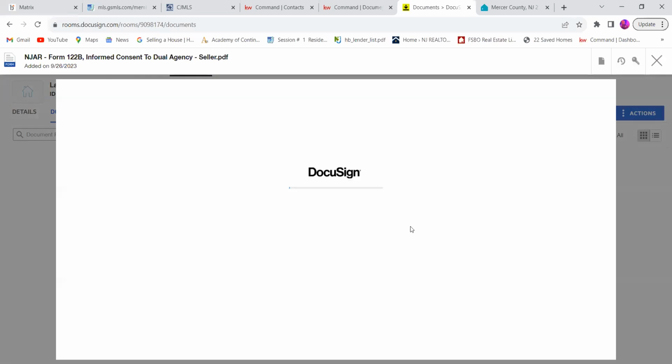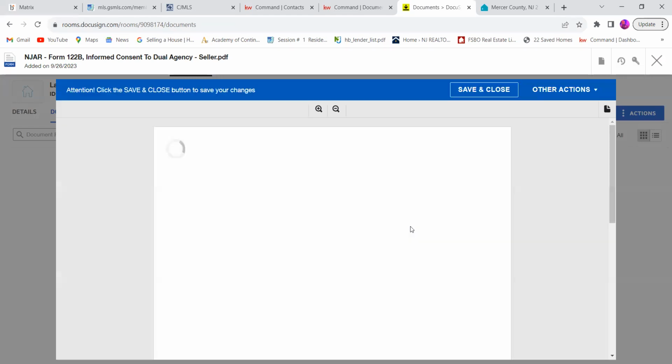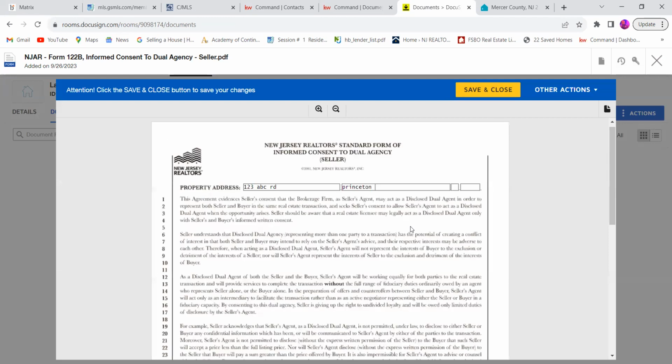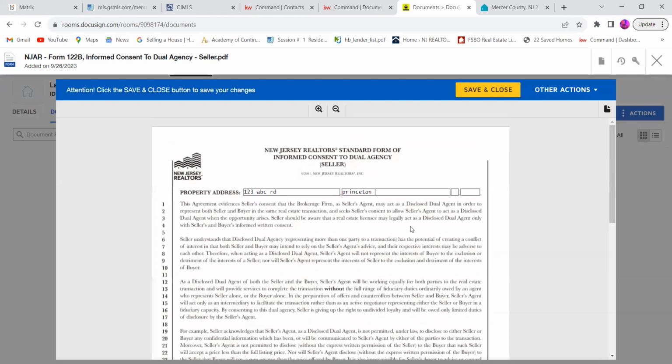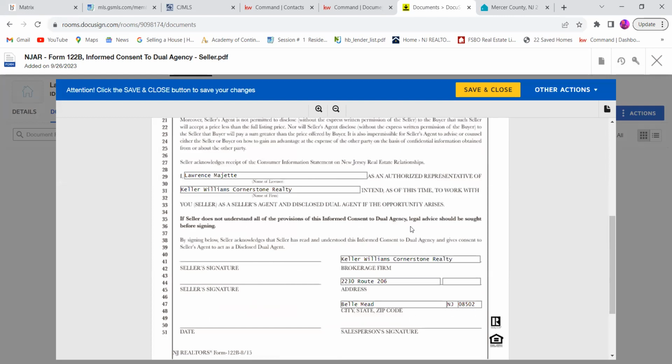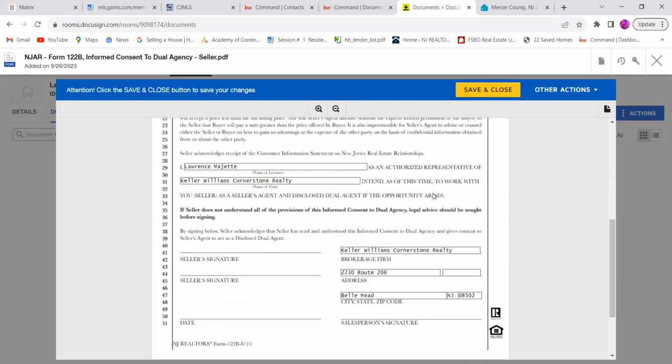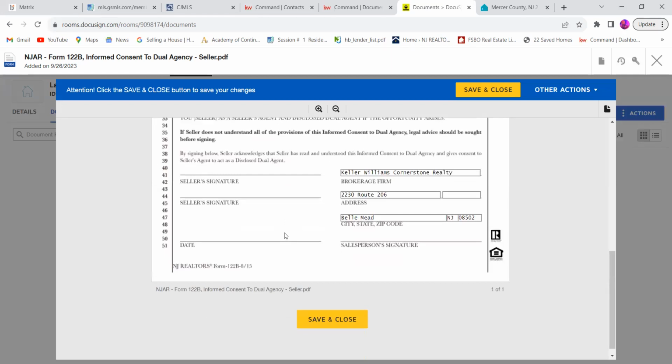So like I said before, this is your consent to dual agency. And this just means that you're going to be representing the buyer and the seller if the opportunity arises. Now, this doesn't mean that you're just going to go out and automatically get dual agency. This just means if the opportunity arises, as it always says, then you could get dual agency.